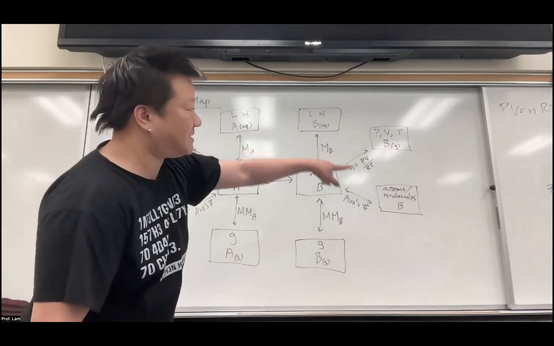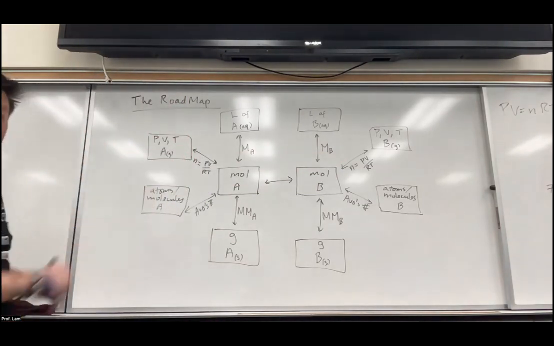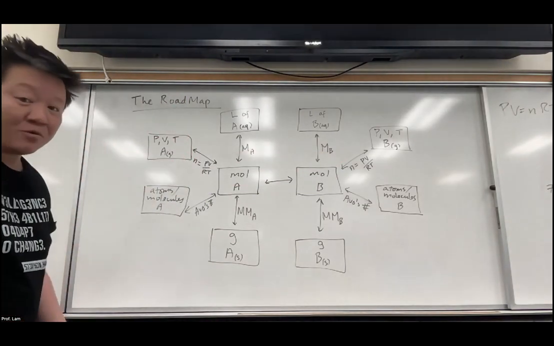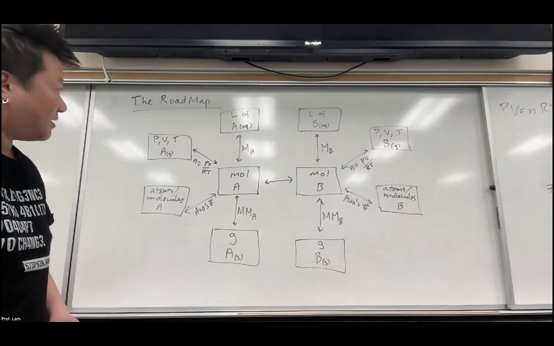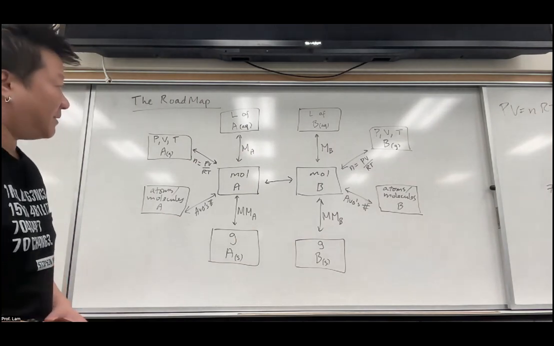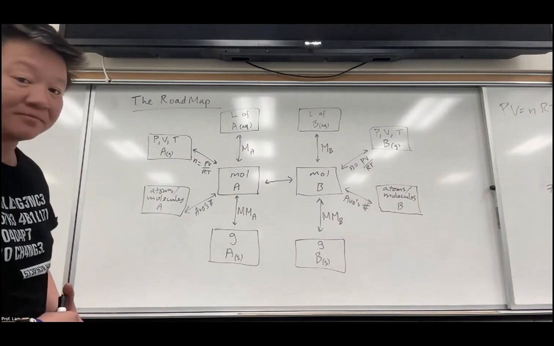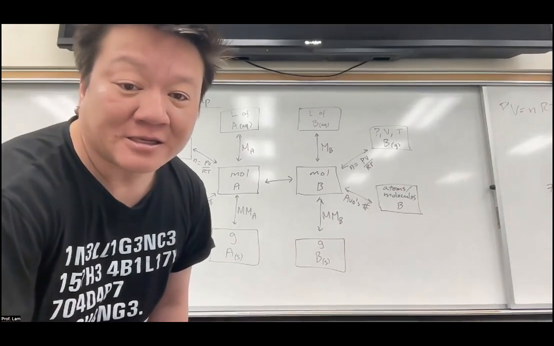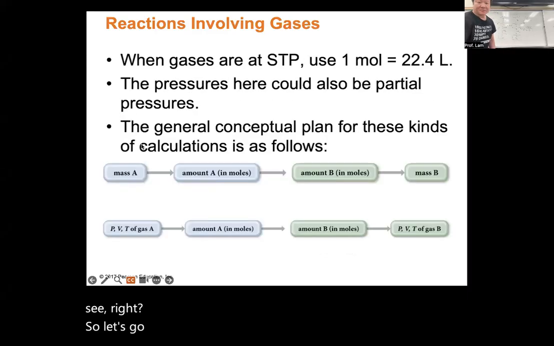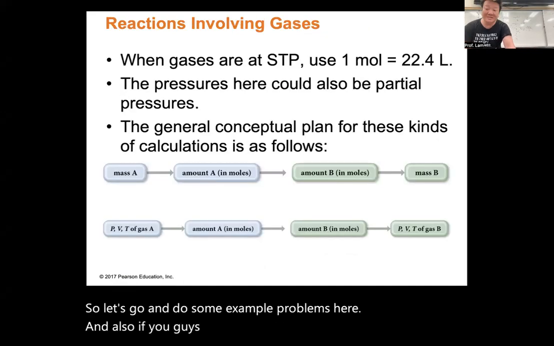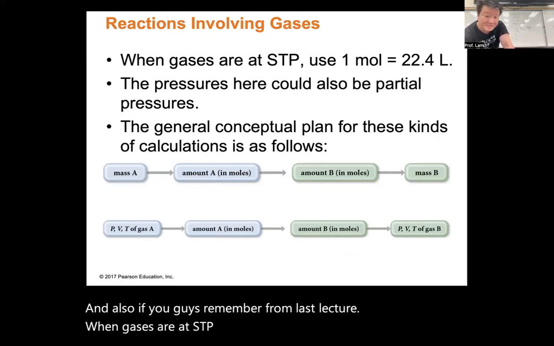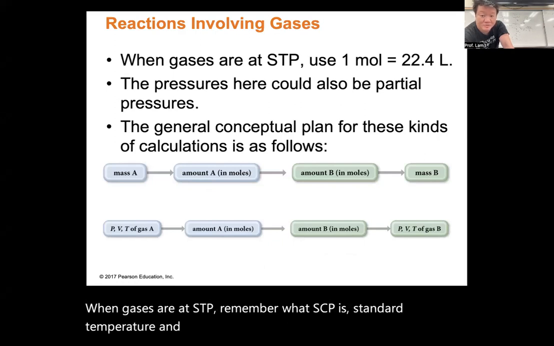And on the B side, same thing, right? So now it's looking like a very complete roadmap with all states of matter on it, right? That you'd ever encounter. Okay, so really this is the complete roadmap that you're gonna see, right? So let's go and do some example problems here. Oh, and also, if you guys remember from last lecture, when gases are at STP, remember what STP is? Standard temperature and pressure. If you guys don't remember this, just watch that section of the last lecture.